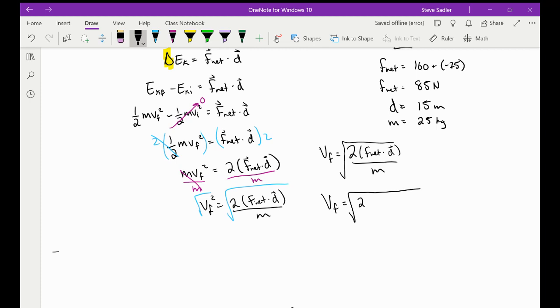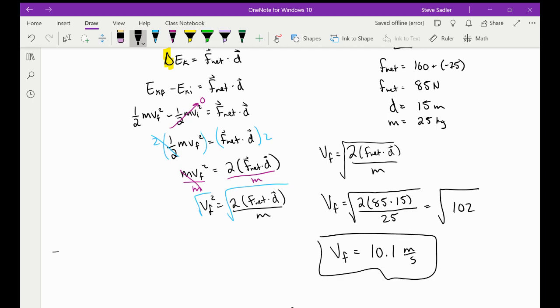Let's plug some things in. 2 multiplied by my net force, which was 85, multiplied by 15, all over my mass of 25. So if I do some of that, let's just leave it like that. We have 2 multiplied by 85 multiplied by 15 divided by 25. So we get the square root of 102. And when we square root that, we are going to get 10.1 meters per second.